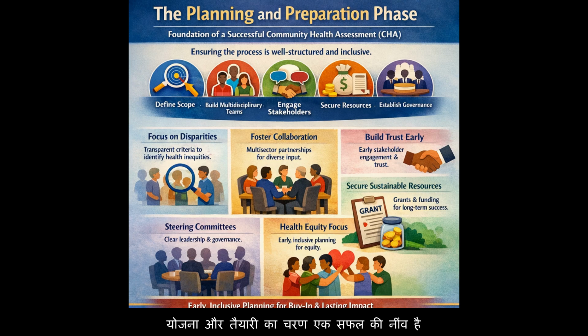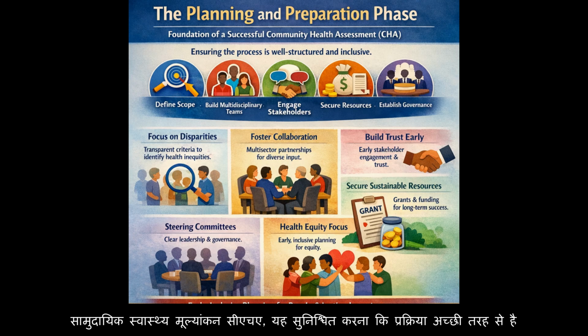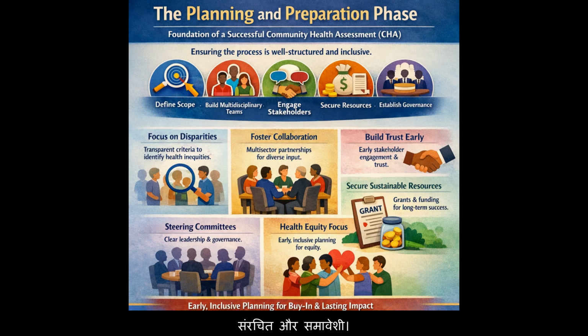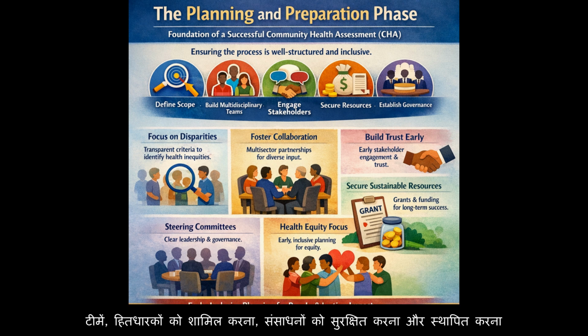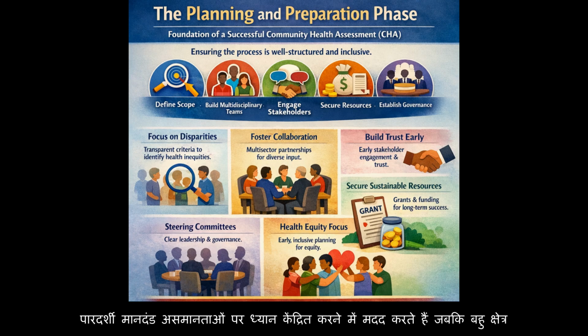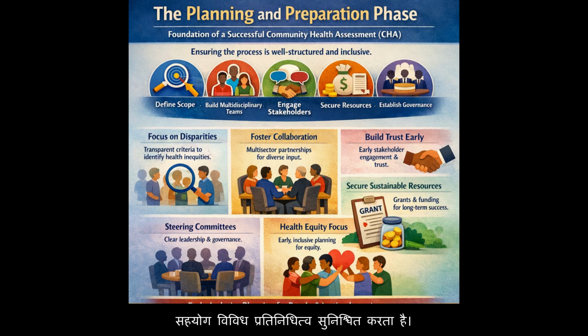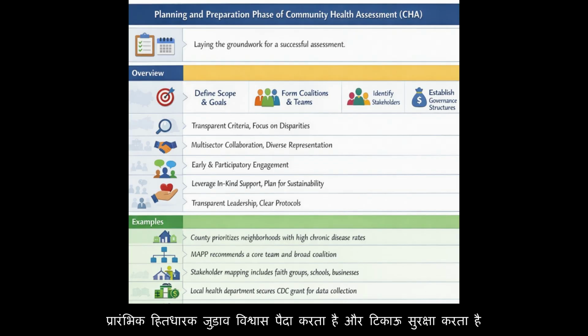The planning and preparation phase is the foundation of a successful community health assessment, CHA, ensuring the process is well-structured and inclusive. This phase involves defining the assessment scope, forming multidisciplinary teams, engaging stakeholders, securing resources, and establishing governance structures. Transparent criteria help focus on disparities, while multi-sector collaboration ensures diverse representation. Early stakeholder engagement builds trust, and securing sustainable resources, such as grants, supports long-term success.